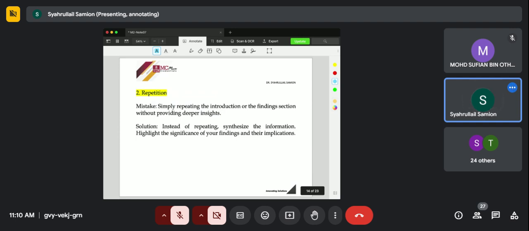Next, repetition: simply repeating the introduction or findings section without providing deeper insight. That's why I propose that you list all the results that you write in your results and discussion and try to categorize them, depending on keywords and on your work. Then make conclusions based on those groups. This will prevent you from making repetition in your conclusion.